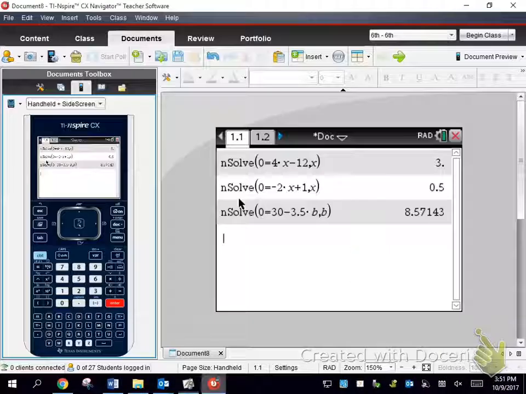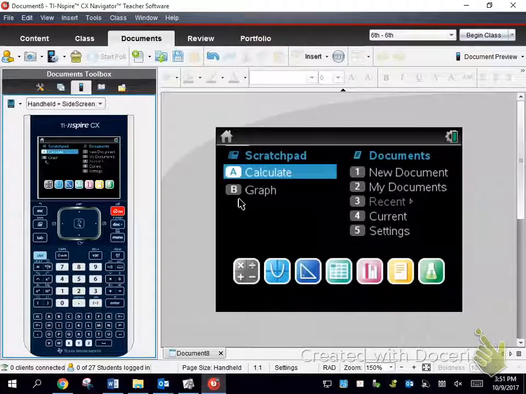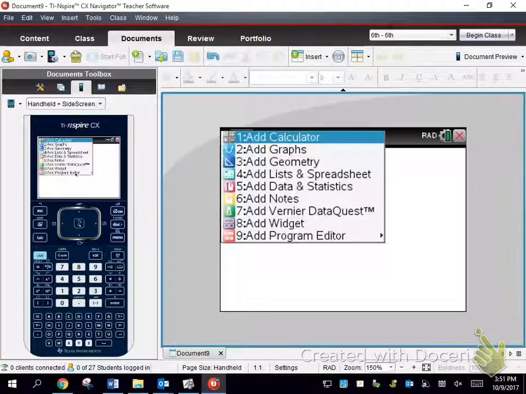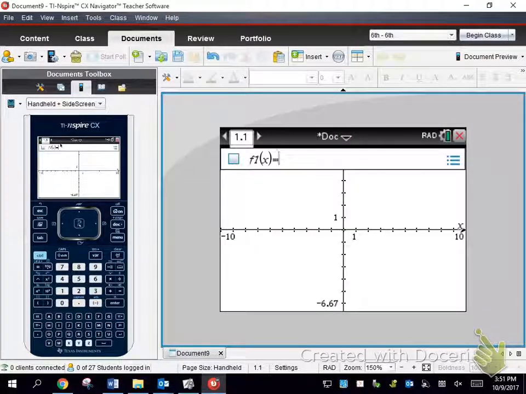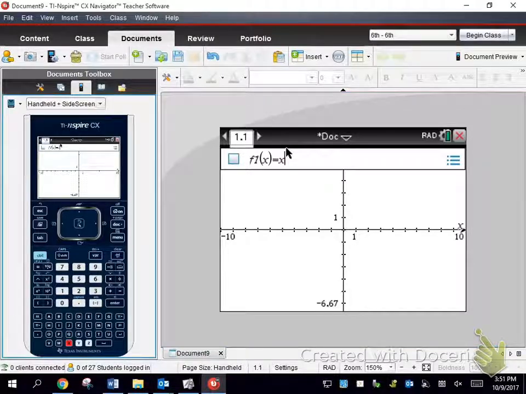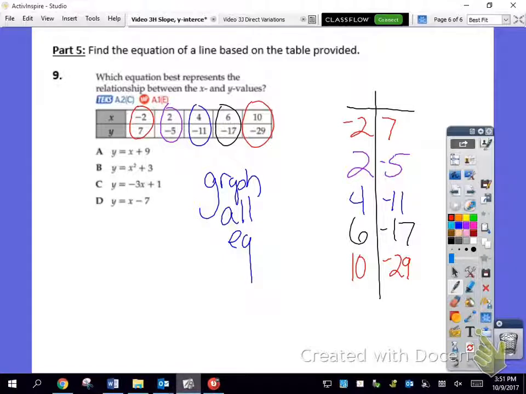Now, we're going to graph. I'm going to go to a brand new document just to start over. And never want to save, go to graphs. I'm going to enter them one at a time. So x plus 9 is my first one. Hit the down arrow button. Notice that came up blue. So I'm going to write blue beside A.